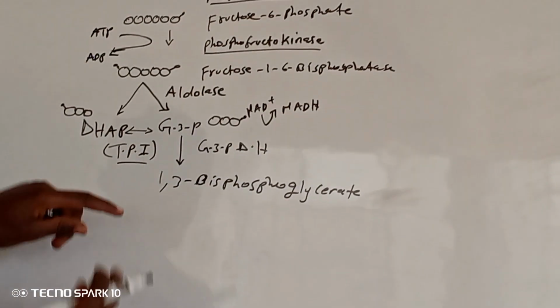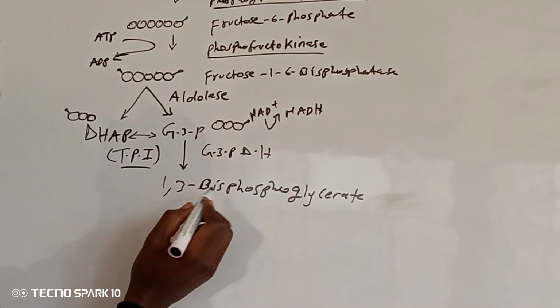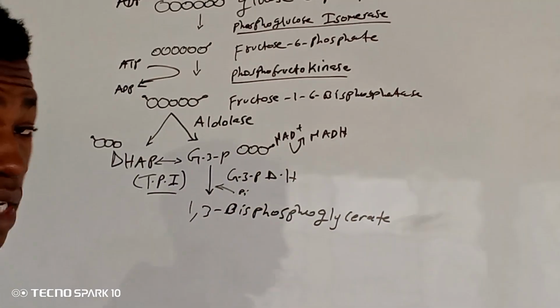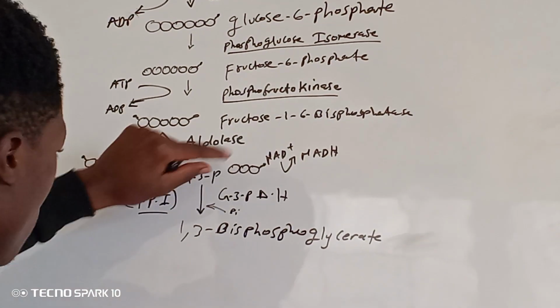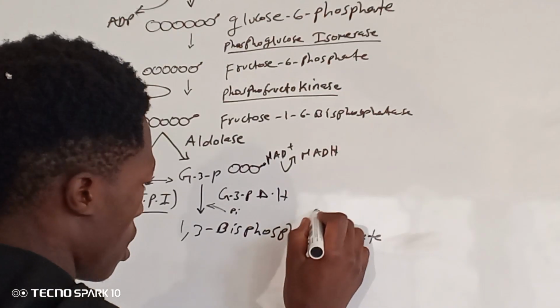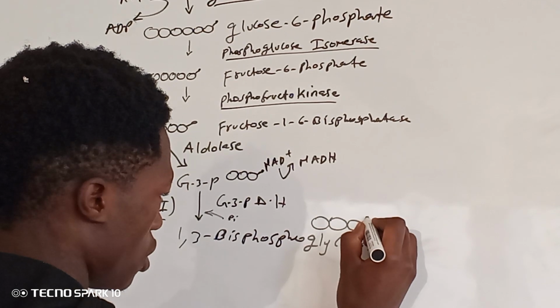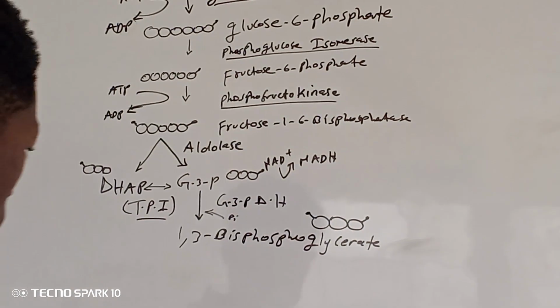Now, here we are not going to use any molecule of ATP. So what is going to happen? This enzyme is going to add an inorganic phosphate group. It has that property. It's going to add a phosphate group at position 3, so that you are going to have 1, 2, 3. So at position 3 and at position 1, you have a phosphate group.